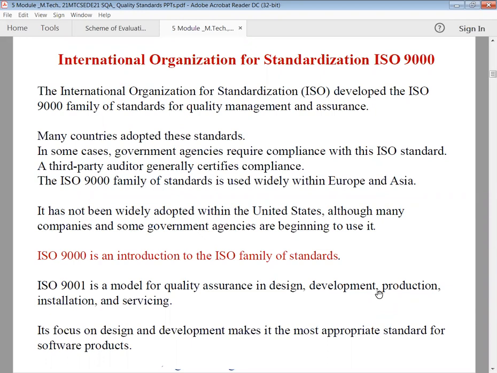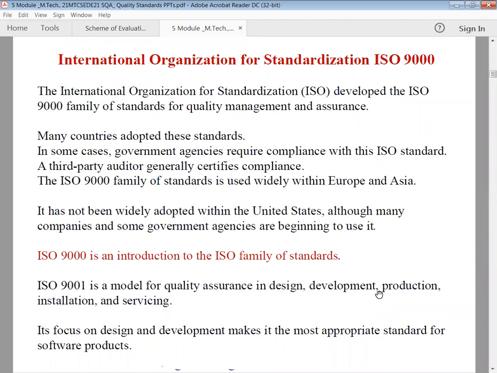The ISO 9000 is an introduction to the ISO family of standards. ISO is a family of standards. It has 9000, 9001, 2015, like that. And depending upon the industry, they are giving some numbers. Depending upon the year and how long they are getting the standardization, whether for 1 year, 2 years, or 3 years, that numbering will differ.